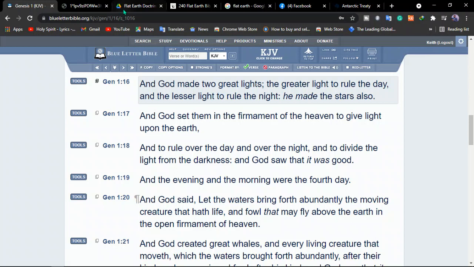Is it making some sense here? So these scientists, they say, oh, the moon has no light. It only reflects the light from the sun and so on. No, the moon has his own light.